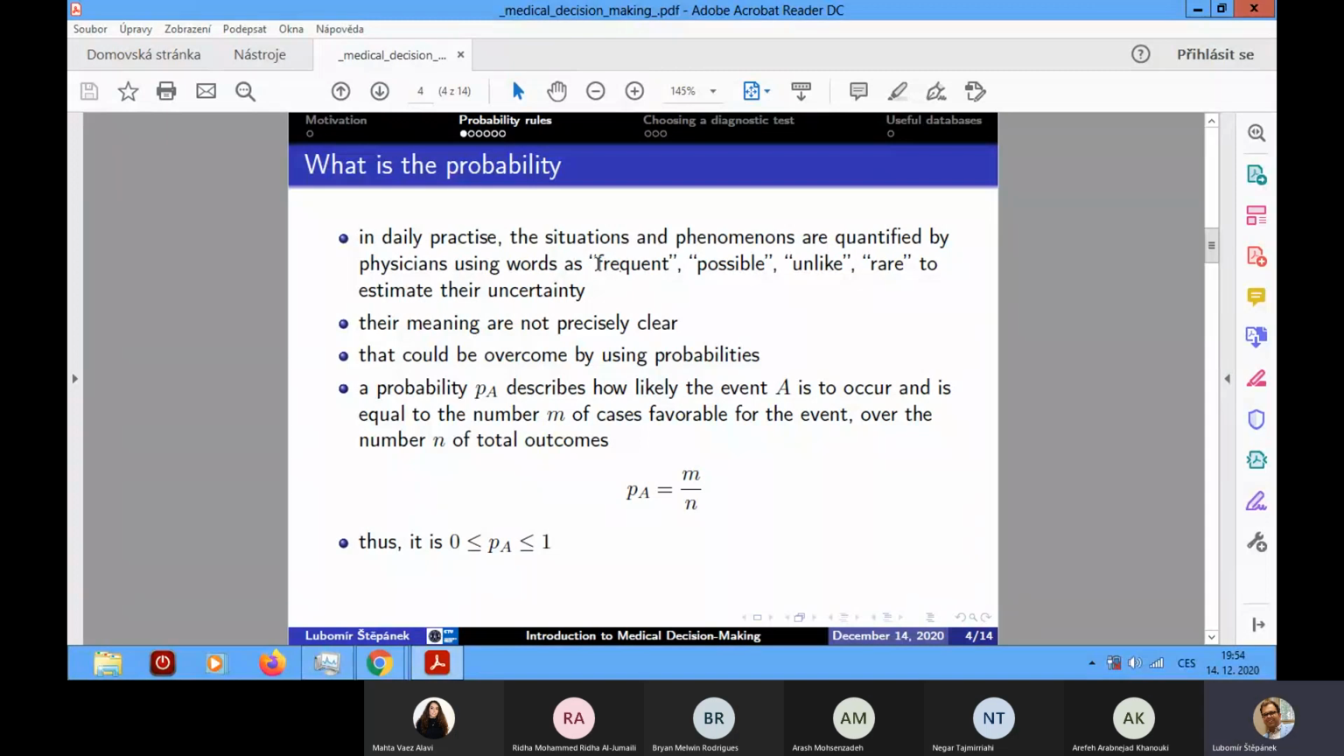It's based both on the experience of the physician and on some language feeling for English and so on. It's based on several things like this. So sometimes it could become very confusing what it means that something is a frequent symptom, or possible, or unlikely, or rare.